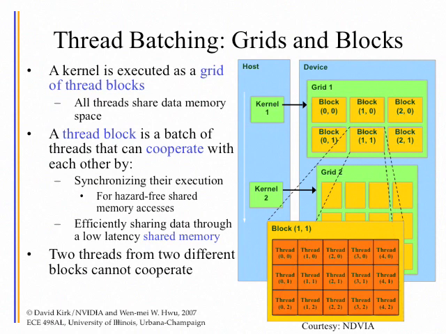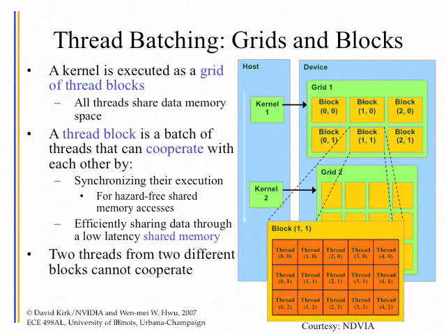Now, a thread block has the feature where all the threads in the block can synchronize with each other. You can use sync threads to synchronize with all the other threads in the same block, but not across blocks. This is one of the limitations that you're going to run into. You can only synchronize between threads using the sync threads intrinsic. Remember that intrinsic I just talked about?